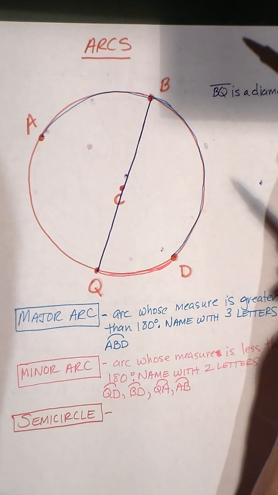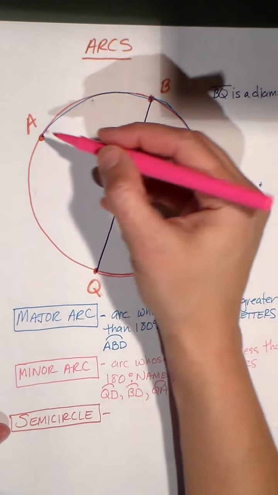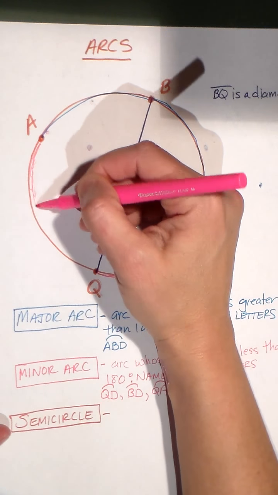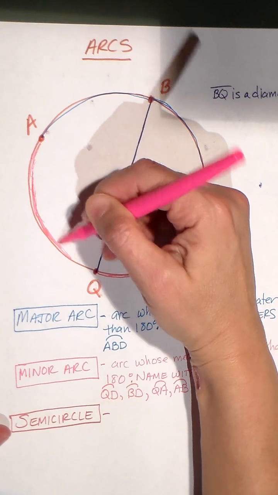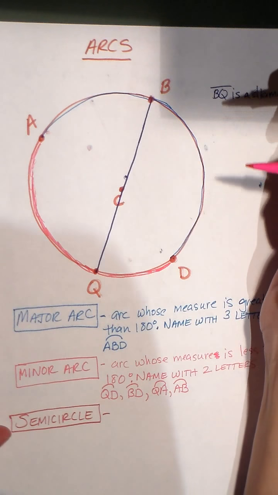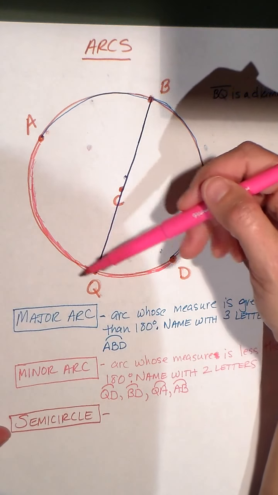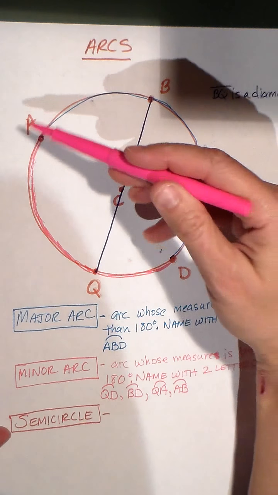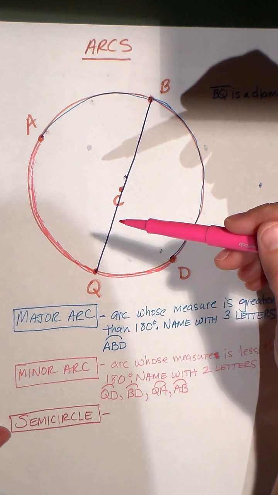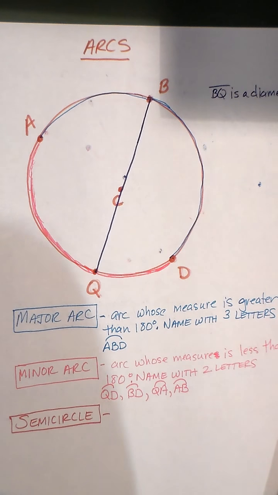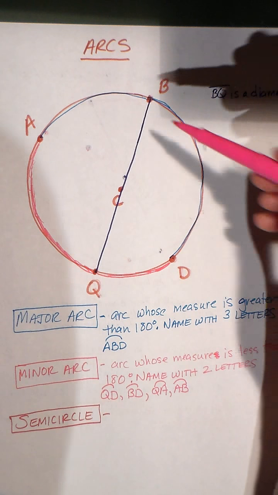Now, why is it important? Look at one of our minor arcs, QA or AQ. I'm going to name the minor arc with 2 letters only. If I say AQ for the minor arc and I say AQ for the major arc, if I just say AQ, you have no idea what I'm talking about. You have to put that 3rd letter in.